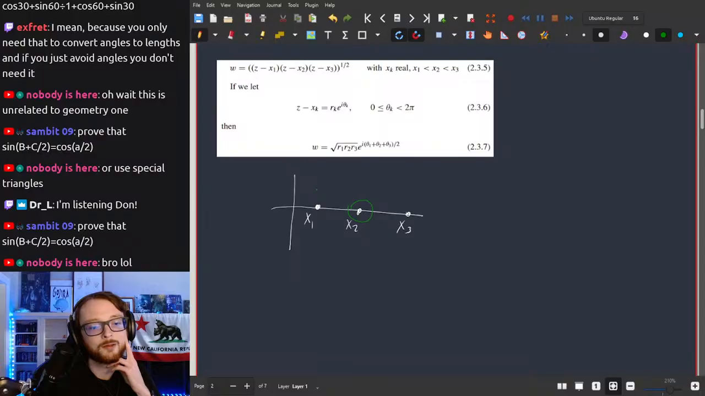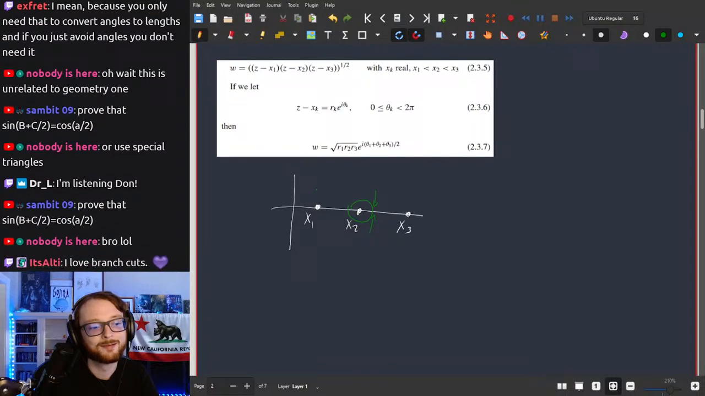Oh, it's getting like a double offset for approaching here versus here. You love branch cuts, Alti? I've been struggling with them. That's why it's been the theme of my stream today for the off time.